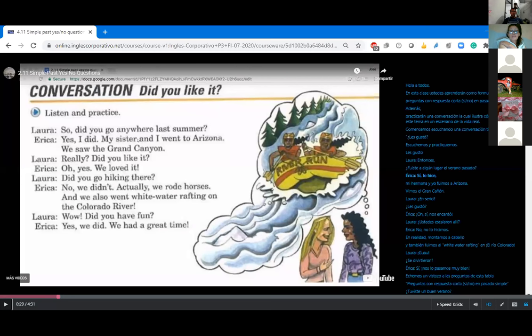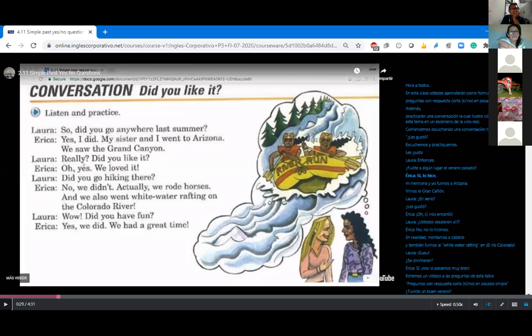And then my sister and I went to Arizona. And here you give an explanation if you consider necessary. We saw the Grand Canyon. Really? Did you like it? See, it's a question with this. Did you like it? Oh, yes. Oh, yes, I did. Oh, yes, we loved it.